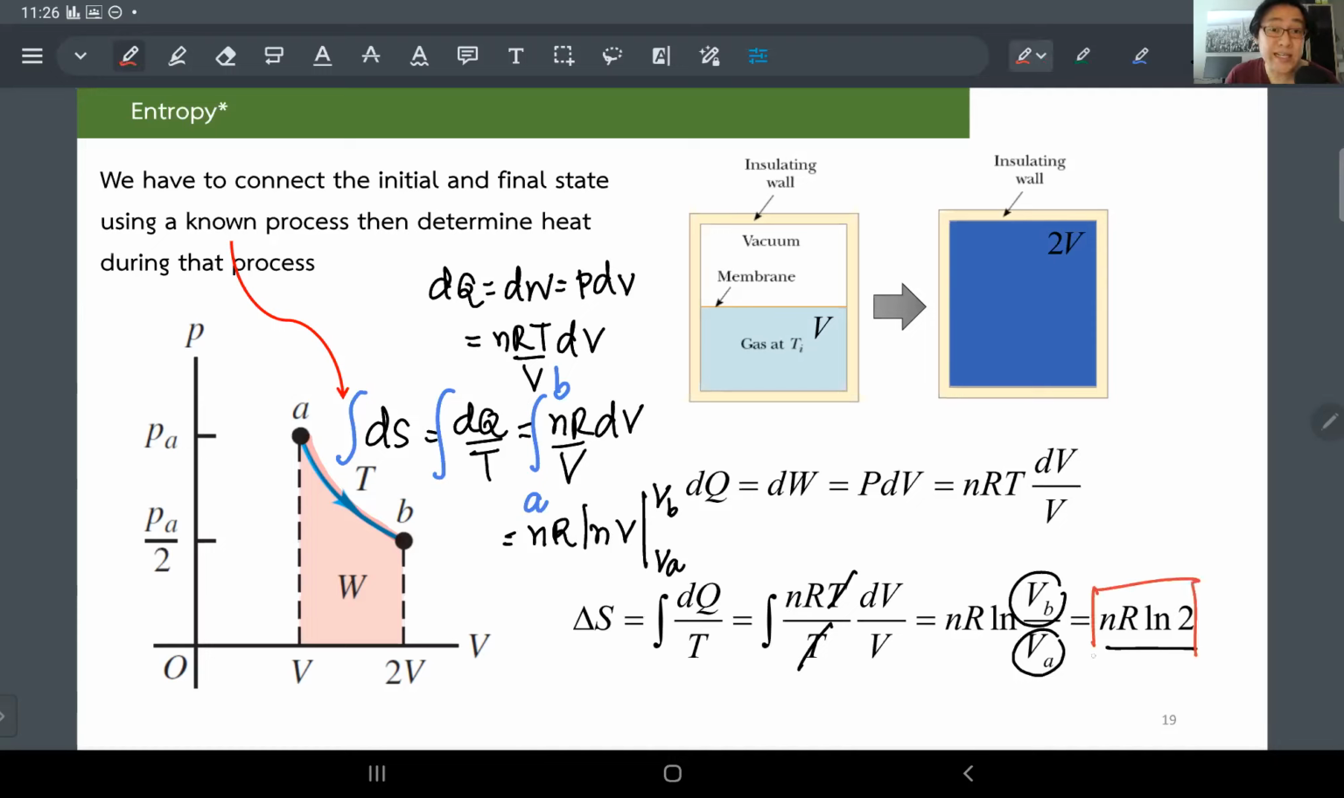You will get this number no matter which line you try to connect. You can go as crazy as you want. That might be bad, but you still have exactly the same nR log 2 entropy change. So that's your freedom. But then you pick a smart curve, the curve that makes you compute a little less.